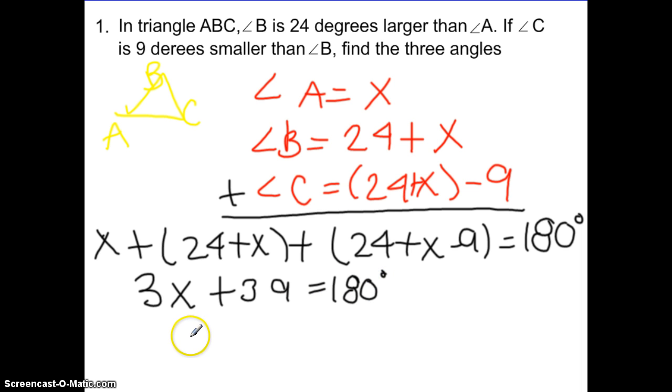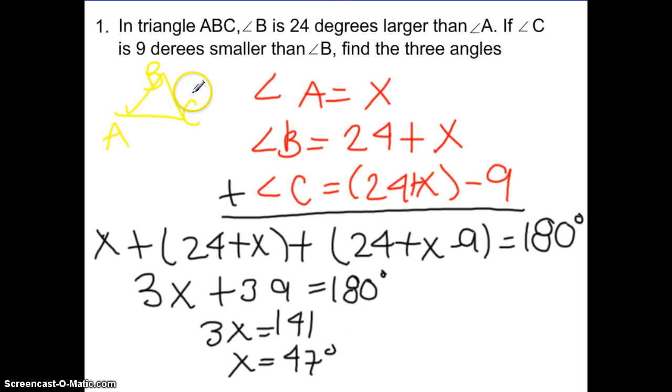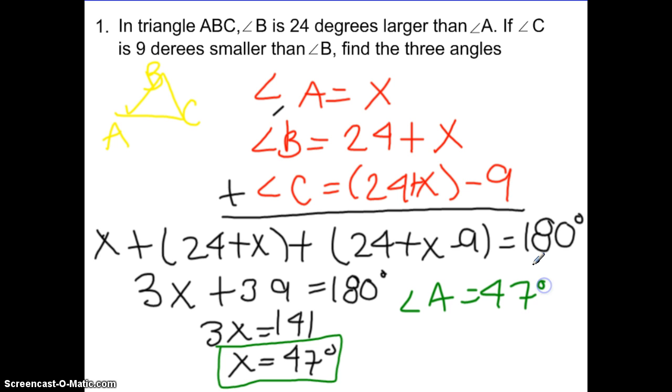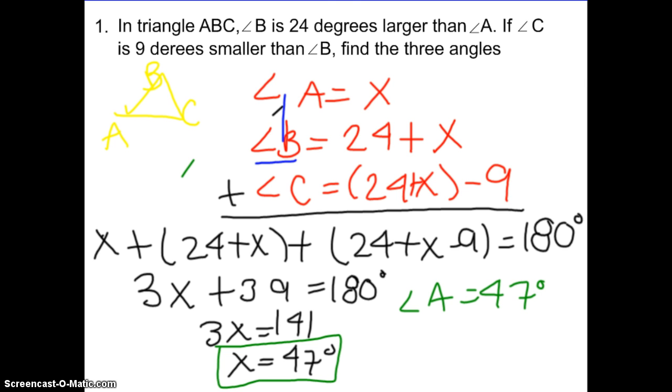Solve for x. You're going to subtract 39 from both sides and be left with 3x equals 141. Divide by 3, and x equals 47. You're not done. It says that you need to find all three of your angles, so you need to go back and plug x in. Angle A is going to equal 47 degrees because angle A equals x.